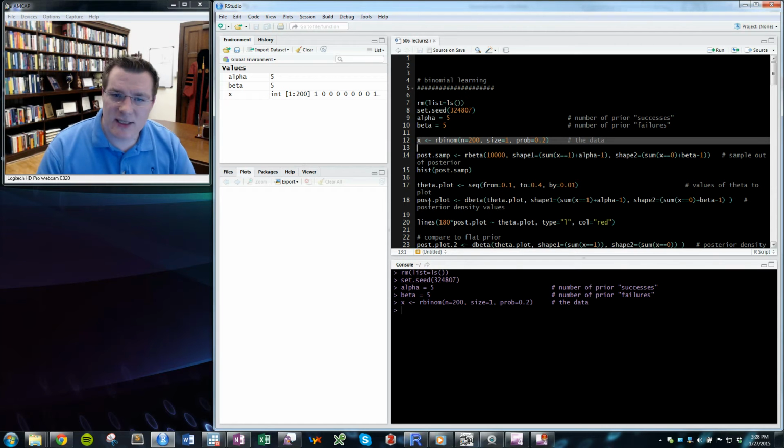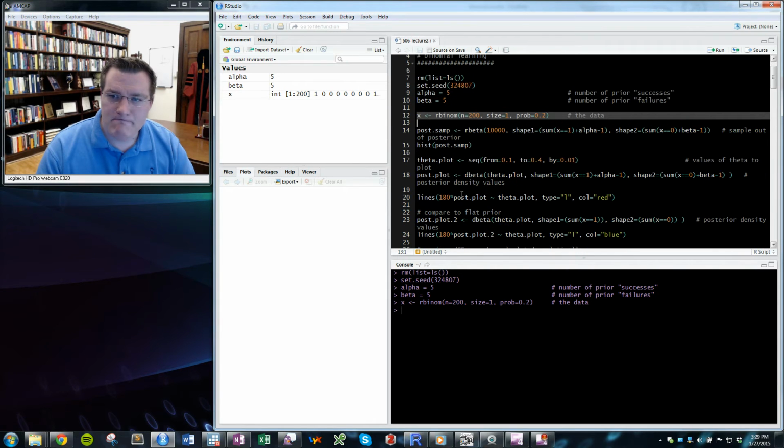So the first thing I'm going to do is sample out of the posterior, which has a closed form, and the form that it has is the beta density. So if I go back to my, let's see here.